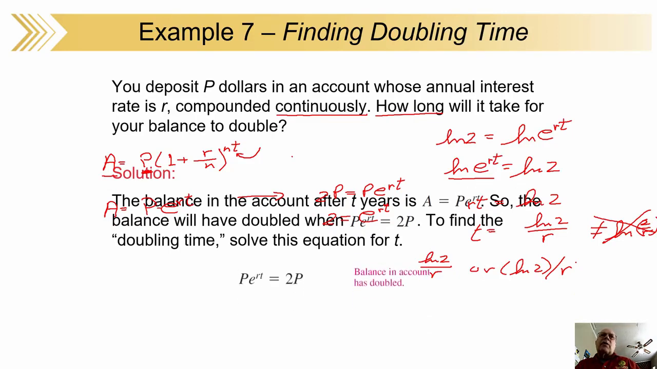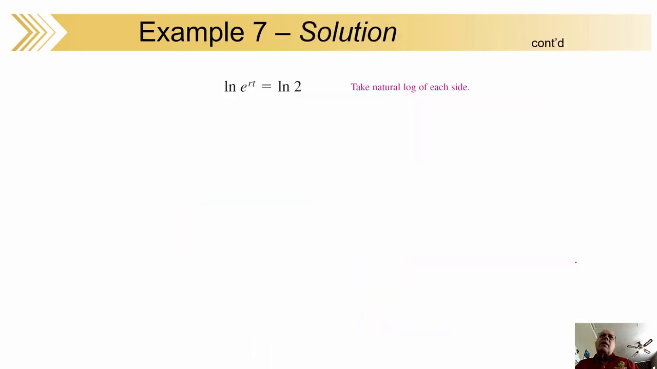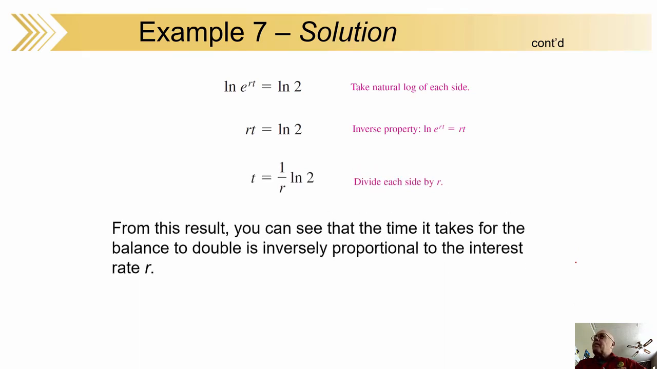And this should look familiar. We divide by the P, and take the natural logarithm of both sides, and the inverse property, and then divide by r. That's a slightly different look, but you know it's the same thing. So you can see that's how you can find the time it takes for the balance to double. It's inversely proportional to the interest rate.